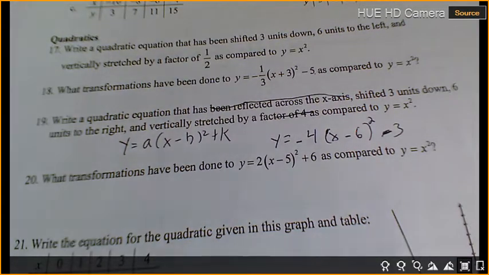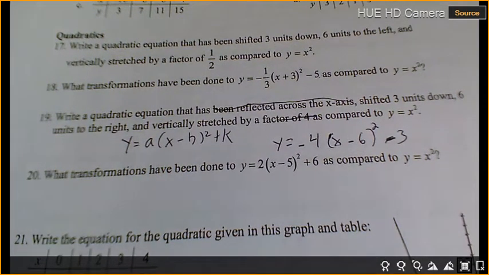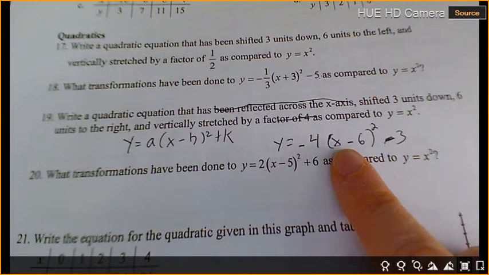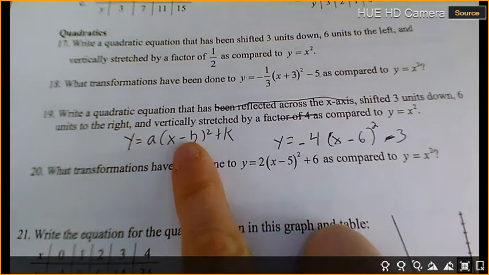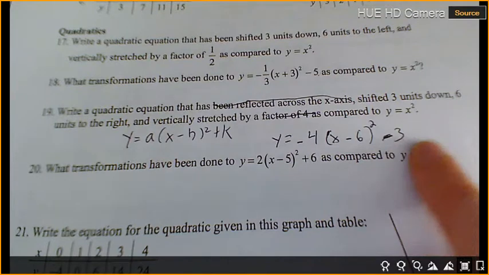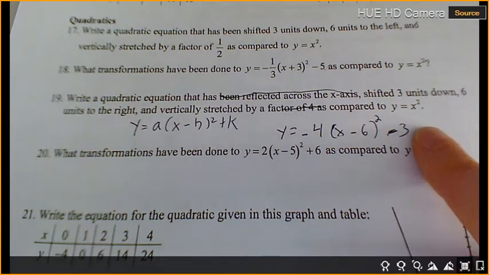How are we doing? Okay. So when it's reflected, it has to be negative in front of the a. Stretched by 4, that's why the 4 goes for the a. See how the x is right here? The x tells you right or left, right? So you have to put that in there. Remember, it's the opposite of the sign because it's got that negative in there. Okay? Squared. And then on the outside of the parentheses is where it tells you if it goes up or down. Minus is down, plus is up.